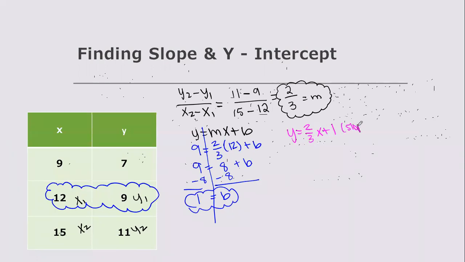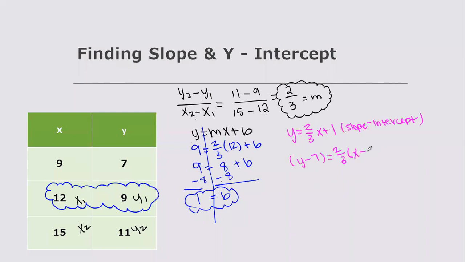So just for the sake of introducing it to you over and over again, slope-intercept form, y equals 2/3 x plus 1. If I put this in point slope form, I'm just going to use the first point on the table. So if the y value is positive 7, y minus 7 equals the slope of 2/3. The x value will be positive 9, so it'll be x minus 9. So here's my point slope formula.